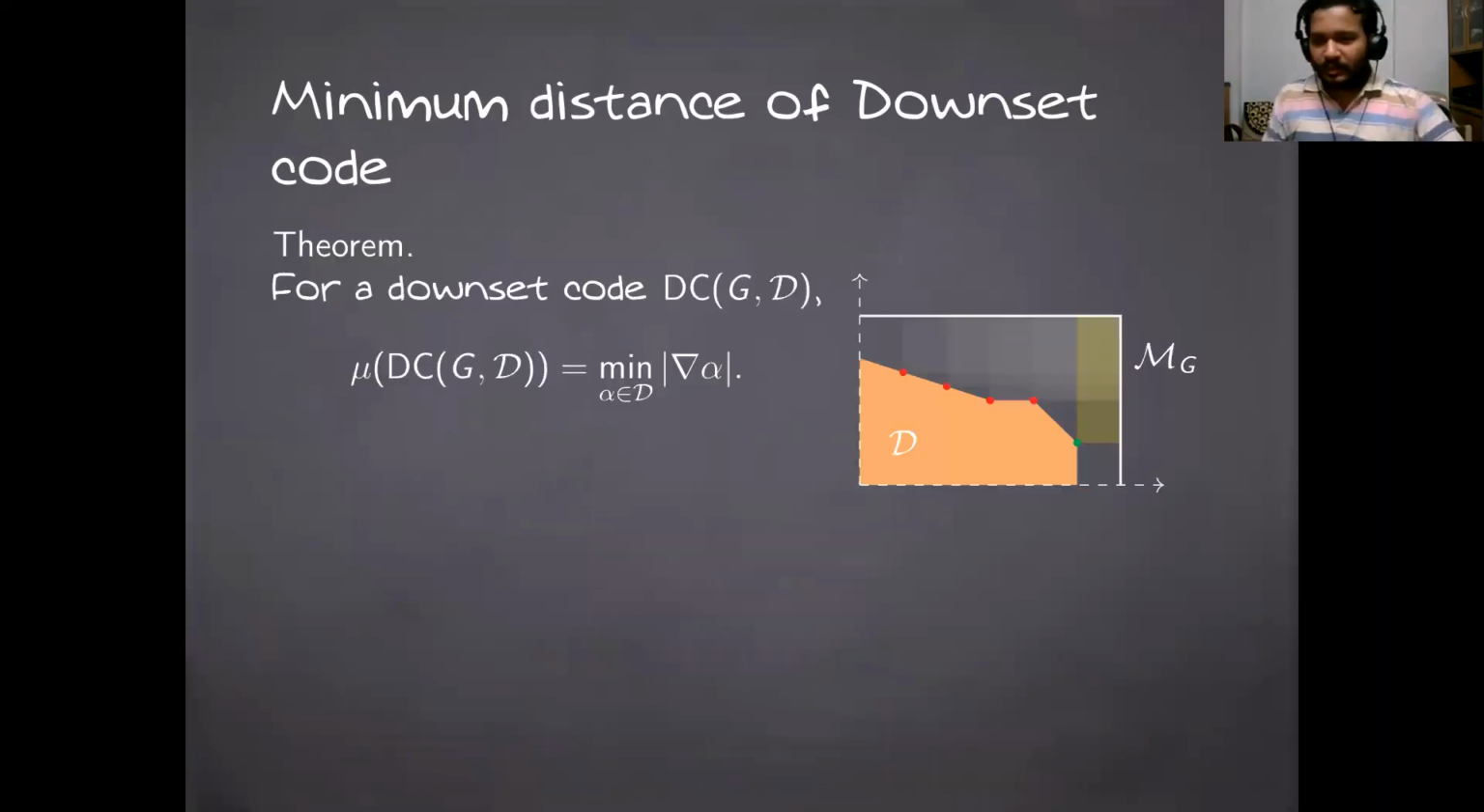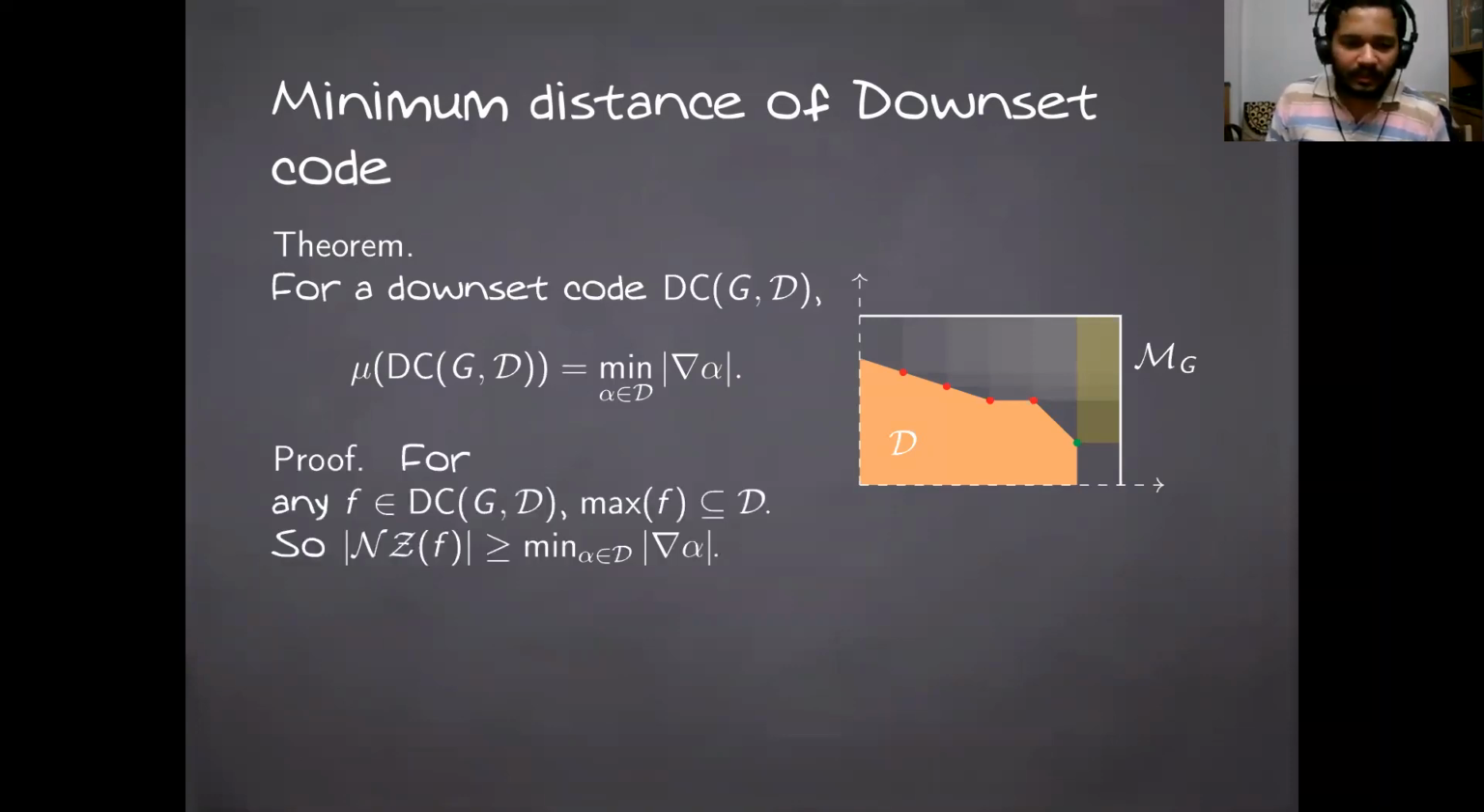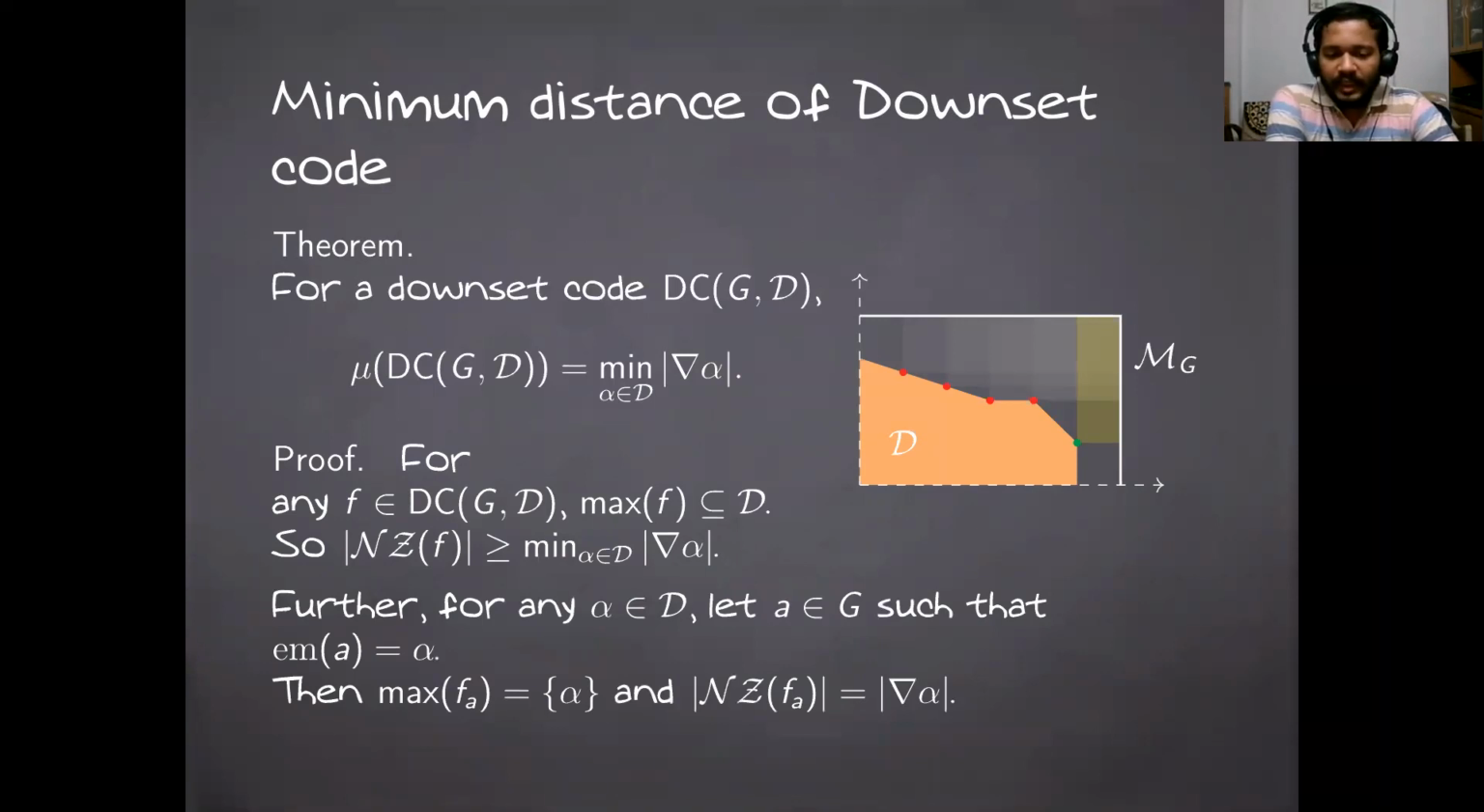So let's just go through the proof. It's essentially the same argument, just a few more lines. We already know that for any polynomial in the downset, its maximal element must also be in the downset. And therefore, by the previous footprint bound, the size of the non-zero set is at least the minimum size of all these shades. And we already have the polynomial that makes it tight.